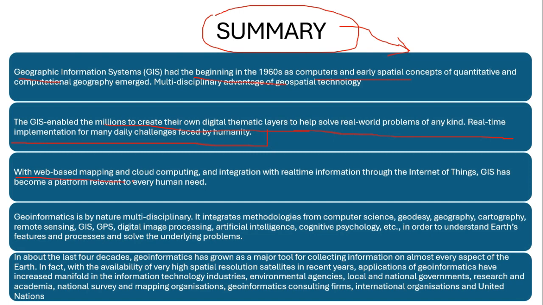And with web-based mapping, cloud computing and integration with real-time information from the Internet of Things, GIS has become a platform relevant to every human need. So these three points show the evolution of GIS: how it was earlier, how it is in the present, and how it is going to help in the future. We know that GIS is a mixture of different domains. That's why it is known for its multidisciplinary nature, and many geoinformatics institutes are using it for different applications. Many local and government agencies and private sectors are using GIS applications as it is widely used in different sectors.